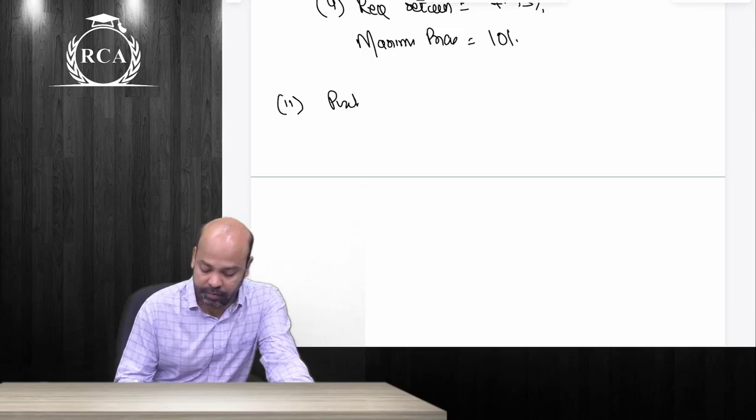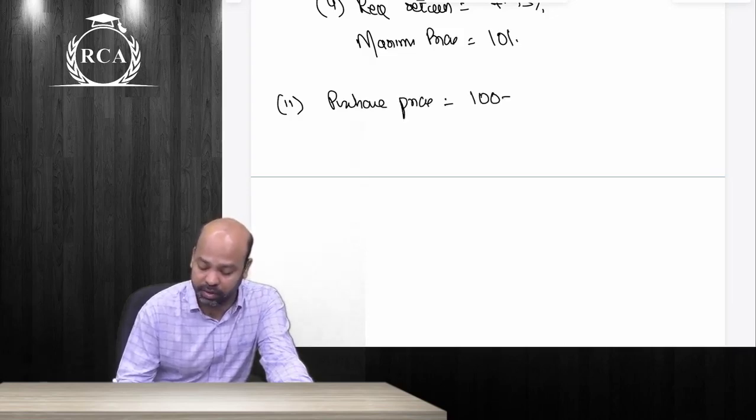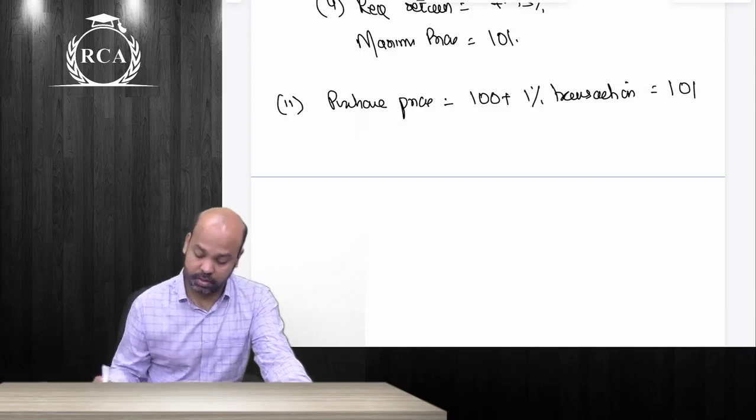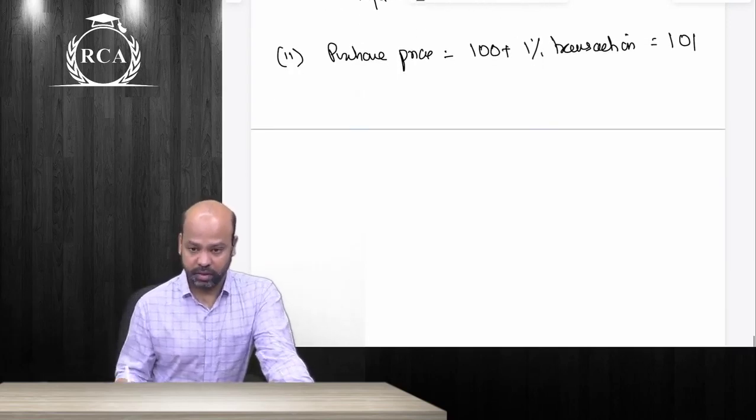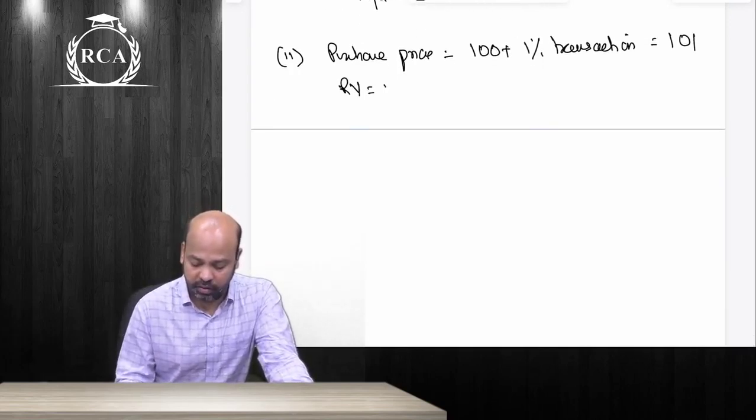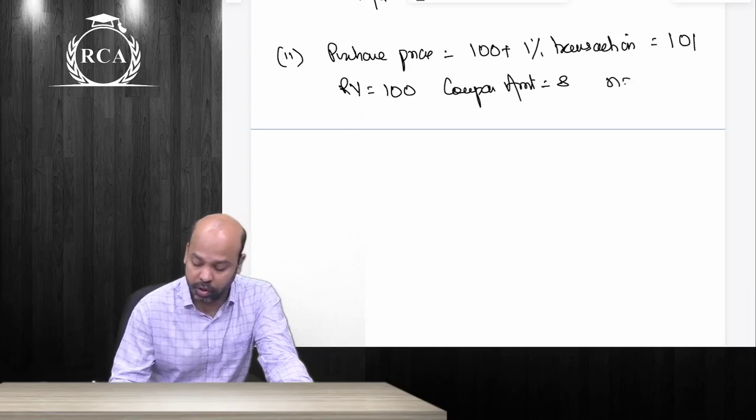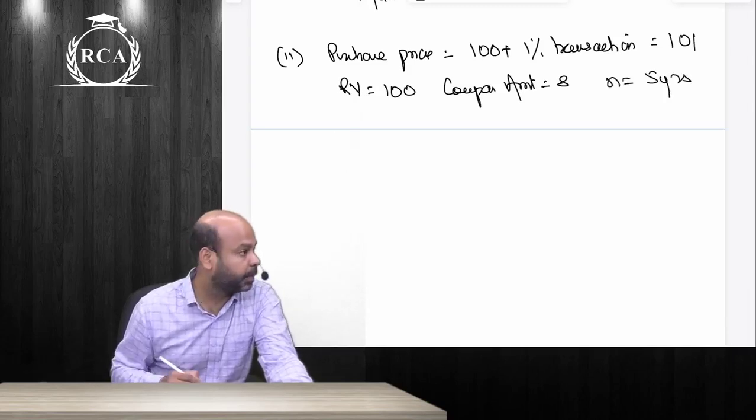The purchase price of the bond will become 100 rupees plus 1% transaction cost, that is 1 rupee. So that will become 101. This will be your purchase price. Redemption value unless otherwise given is always at par, but the coupon amount we already know is 8 rupees. Total maturity period is 5 years.